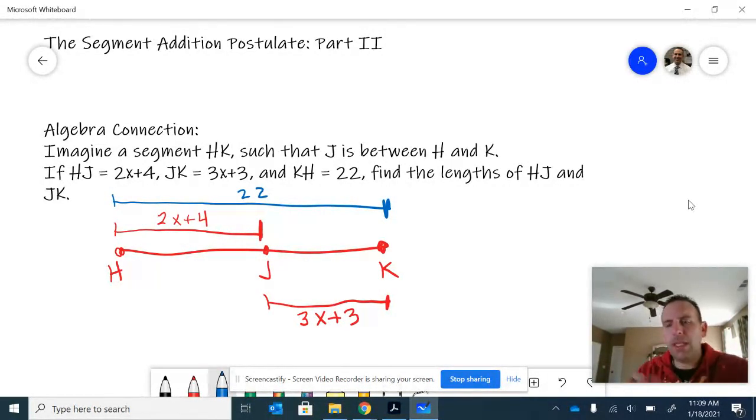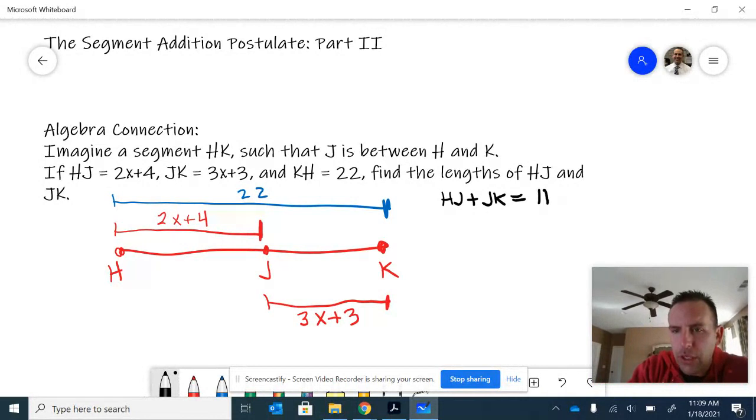What becomes evident to me is that the two smaller segments will add up to the large segment. So you can write this out in algebraic format. It would begin like this: segment HJ plus segment JK, those are the two smaller segments, will add up to the total distance of HK, or KH in the problem. Since we've represented HJ with the expression 2x plus 4, I'll make a replacement. I'll write 2x plus 4 for HJ, and then JK is the expression 3x plus 3. I'll put that in. And we do have the numerical value for HK, that's equivalent to 22.